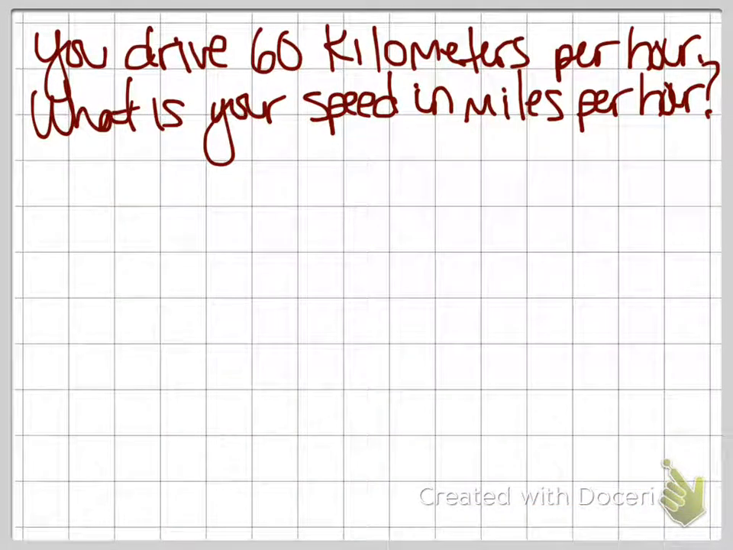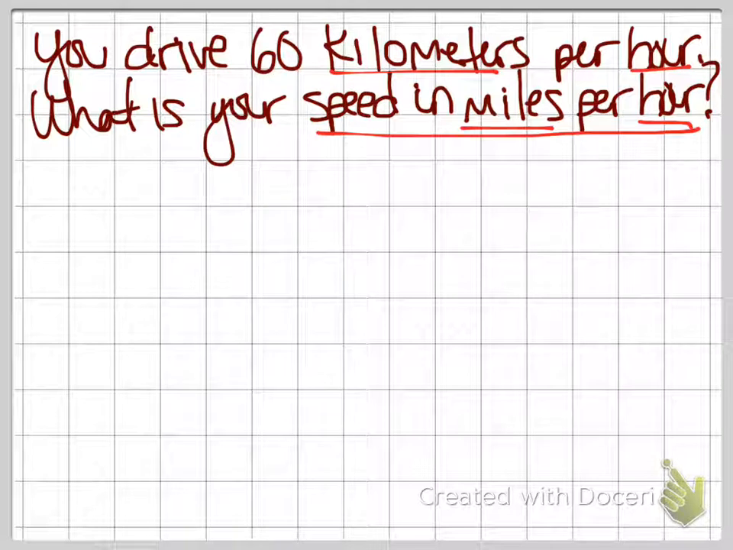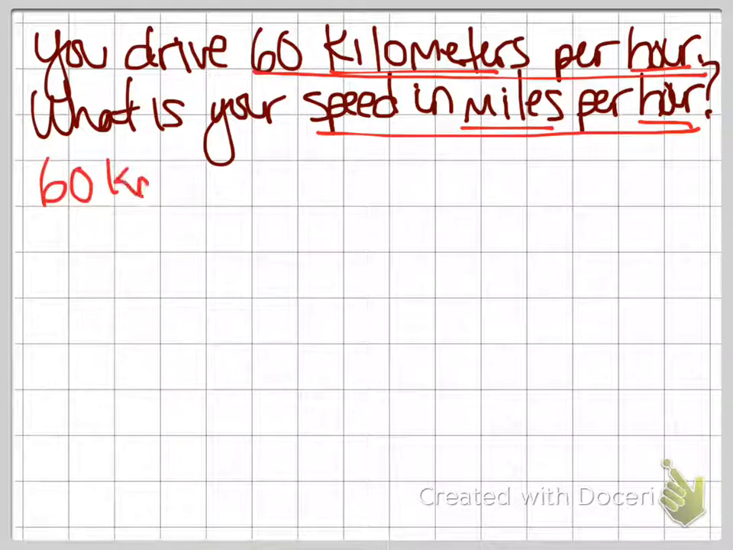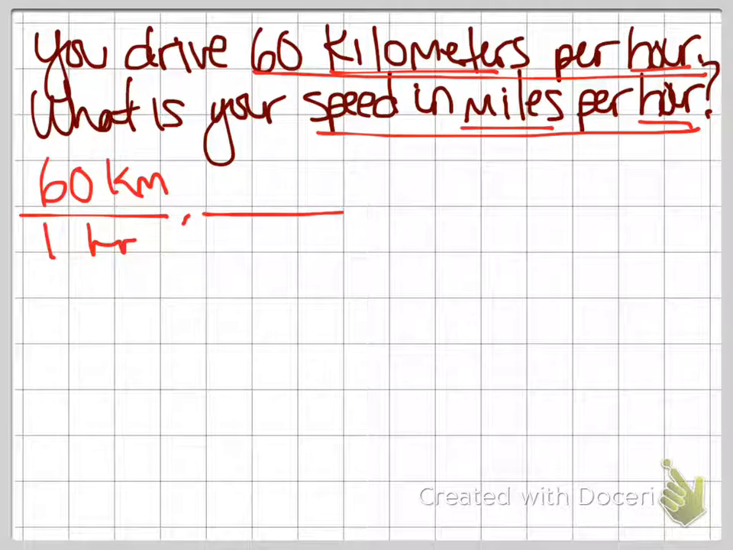And this last problem, you drive 60 kilometers per hour. What is your speed in miles per hour? So in this one, we're still staying with our rate of hours. We just need to convert kilometers into miles. So again, let's write down the information we know. 60 kilometers per 1 hour. Well, our hours can stay hours, but we need to change our kilometers into miles.